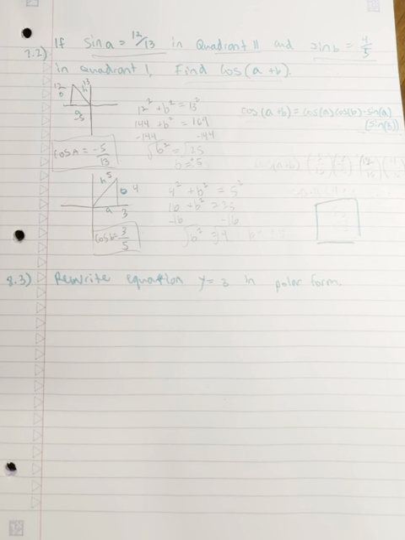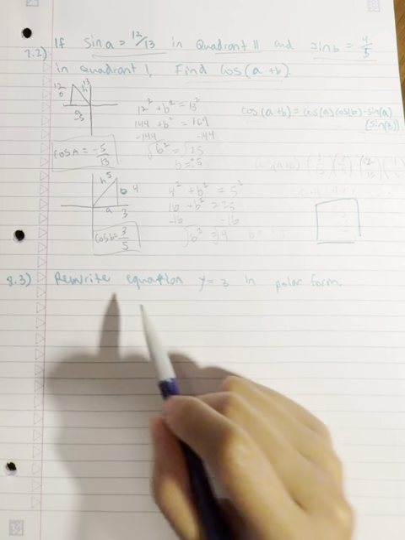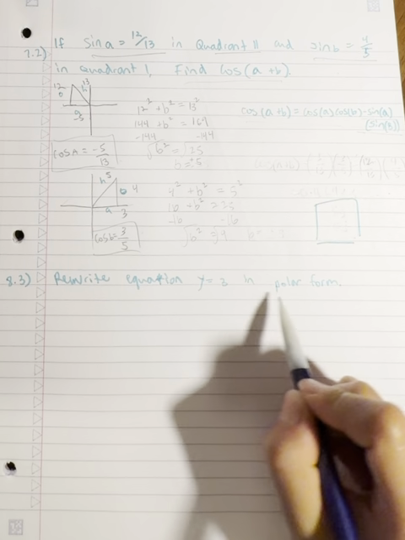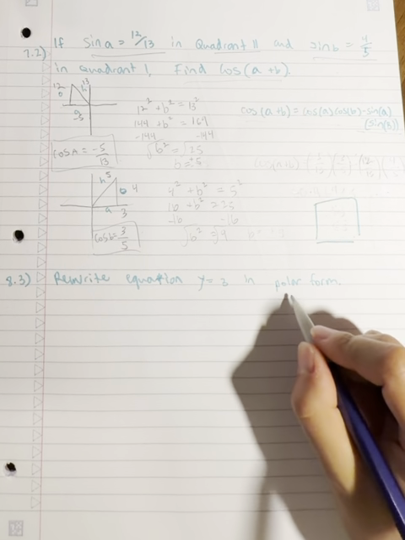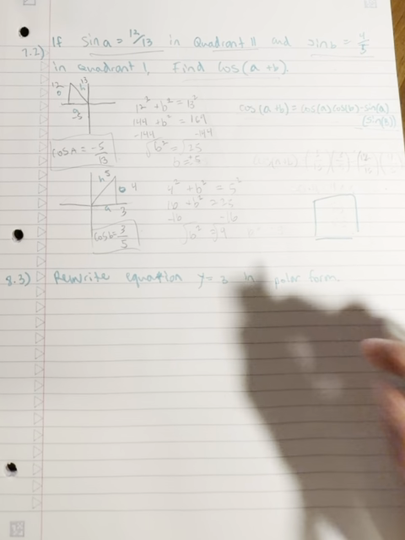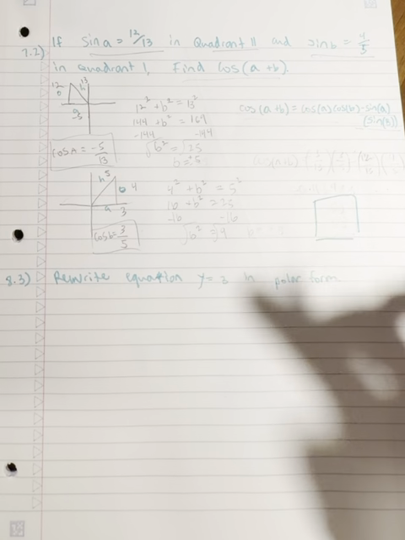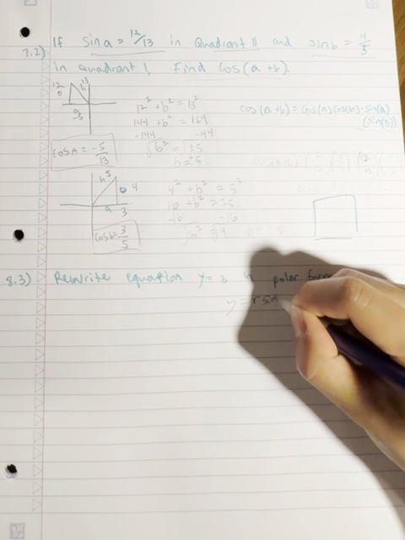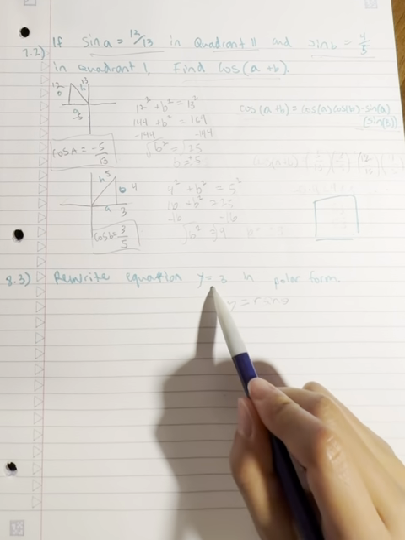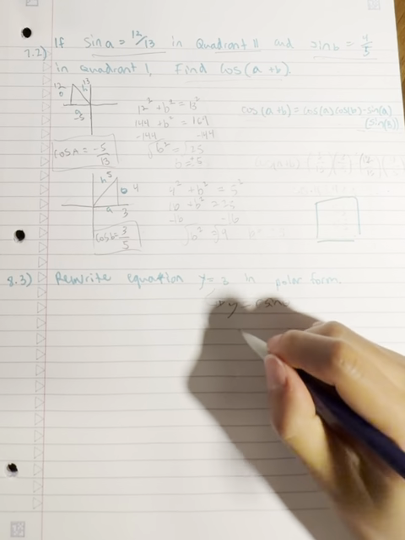Pretty easy, looks a little bit scary, but it's all right. Now, we have: rewrite the equation y equals 3 in polar form. We know that there are 4 formulas in polar form, but there's one we're going to be using here. It's y equals r sine theta. And we know that y here is 3. We can just plug this into y.